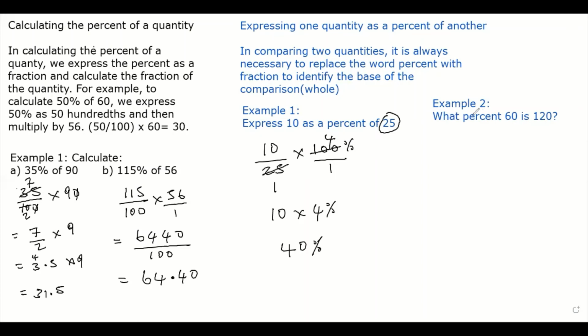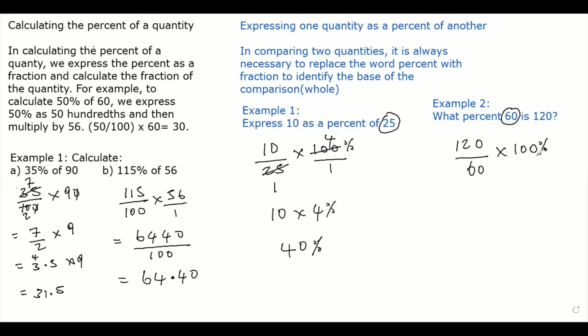Now to example 2. What percent of 60 is 120? What would be the whole here? The whole here would be 60, right? If you replace percent with fraction, it would read, what fraction of 60 is 120, right? So you can see that 60 is the whole. Therefore, 120 is the numerator. So it would be 120 over 60. And to express this now as a percent, we multiply it by 100%.